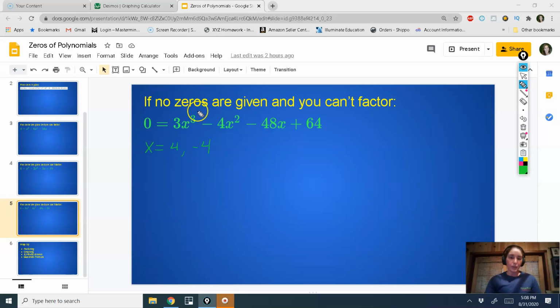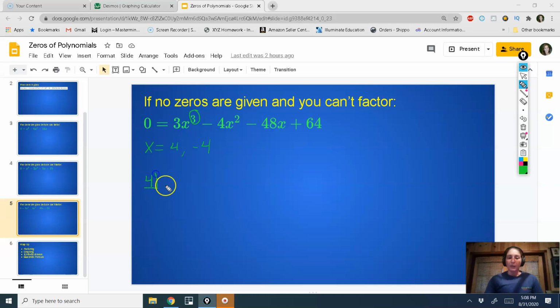I also, and we'll get into this a little later, according to the fundamental theorem of algebra, know I'm looking for one more zero. So let's see exactly what that could be. I'm going to use synthetic division, and I'm going to use either of these. It doesn't matter because they're both zeros.